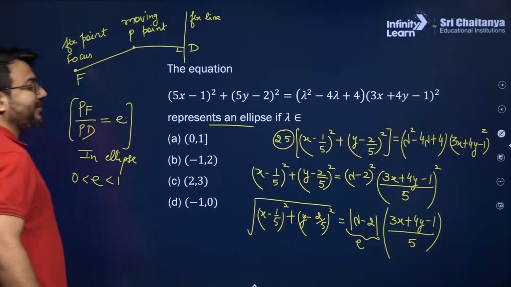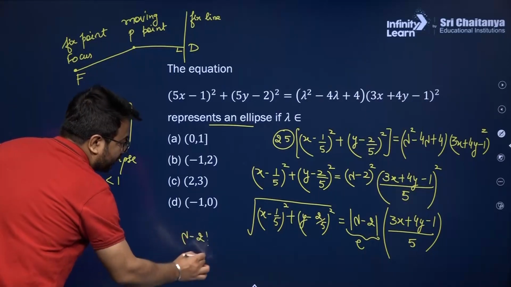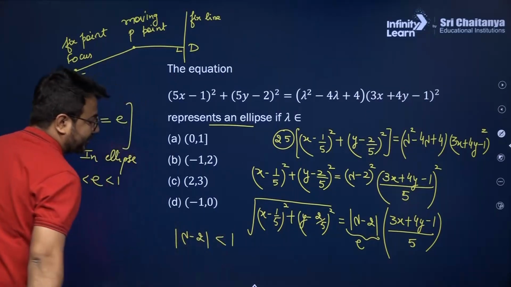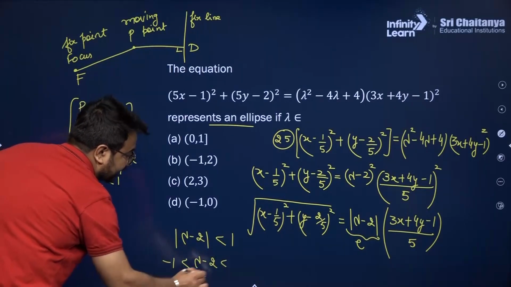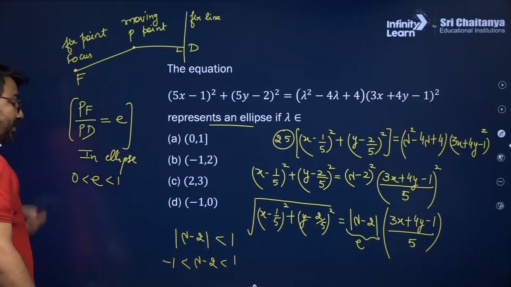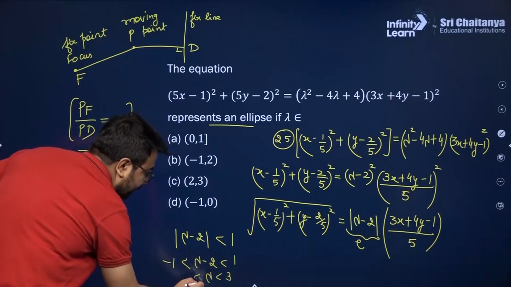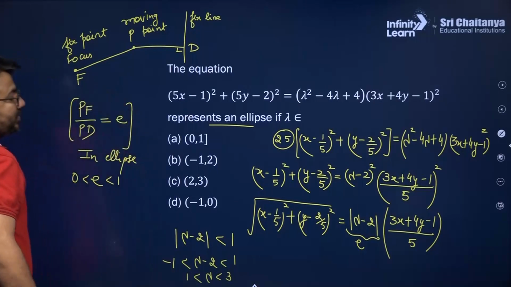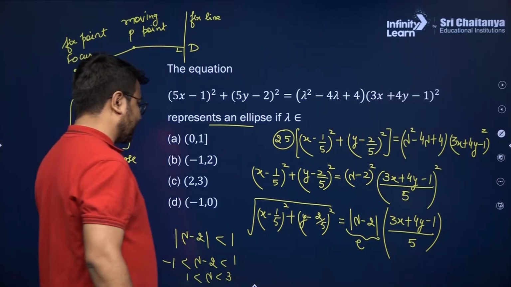This e should lie between 0 and 1. So we can write here that modulus of lambda minus 2 should be less than 1. So lambda minus 2 should be between negative 1 and positive 1. So the value of lambda should be between 1 and 3. Lambda belongs to 1 and 3 is the final answer.